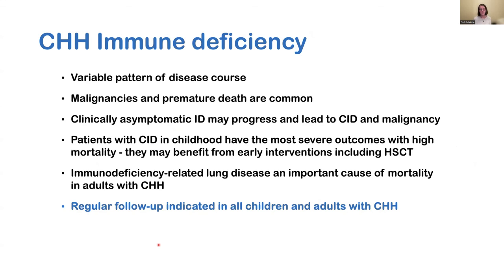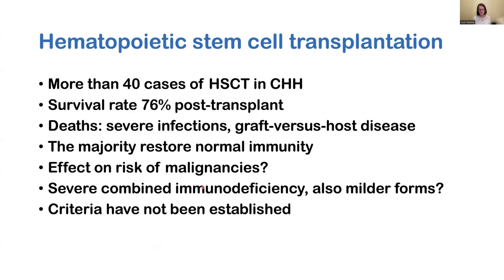What is really important to keep in mind is that clinically asymptomatic immune deficiency may progress and lead to combined immune deficiency later on and malignancy. Patients with this combined immune deficiency have the poorest prognosis, and this group probably benefits from early interventions like hematopoietic stem cell transplantation. And then this lung disease is an important cause of death in adults. So regular follow-up is indicated in all patients.